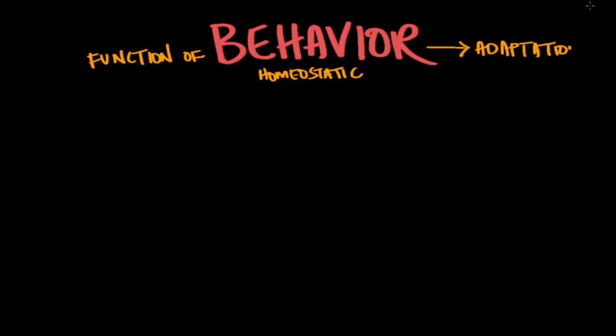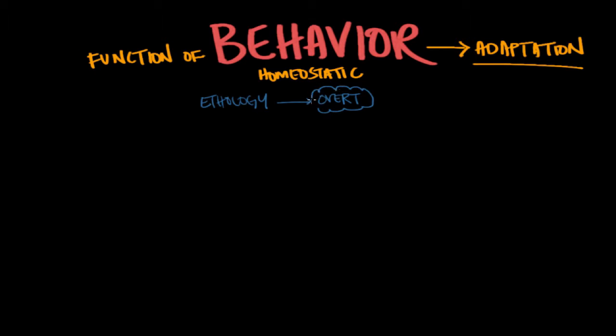So the field that's concerned with this functional study of behavior, especially the study of animal behavior in the natural environment, is ethology. And really ethology centers on the observations of these animal behaviors. So we call these observable behaviors overt behaviors.